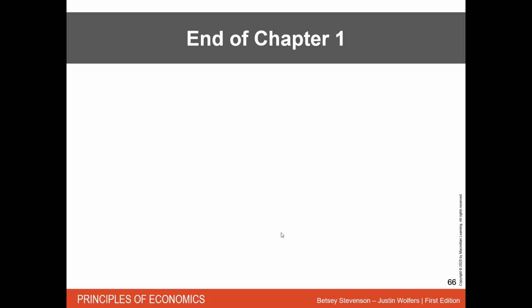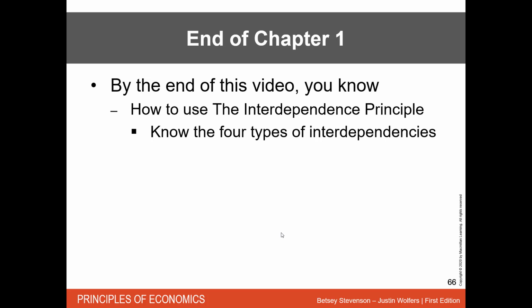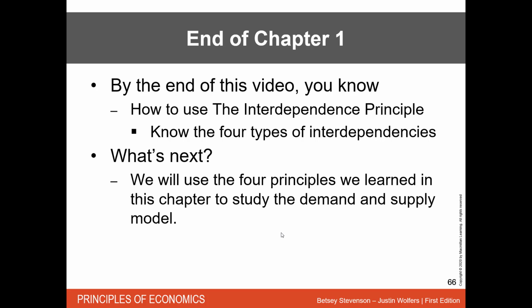And we are done. After this video, you know what the interdependence principle is and you know its 4 types. We also learned that there is an order to the 4 core principles, so that if you need to make a decision, you can use it to make the decision that will maximize your economic surplus. Now, we can use the 4 core principles of economics to analyze the demand and supply framework in the next chapter.